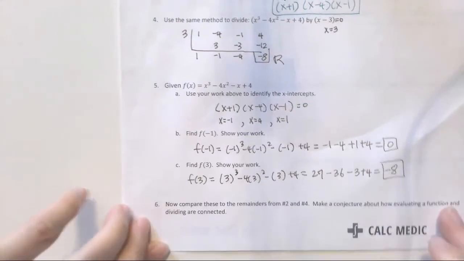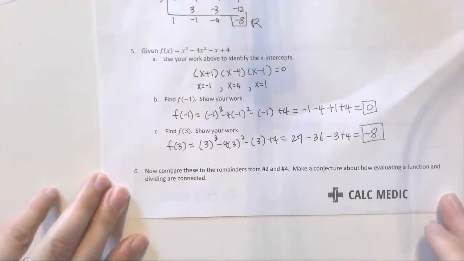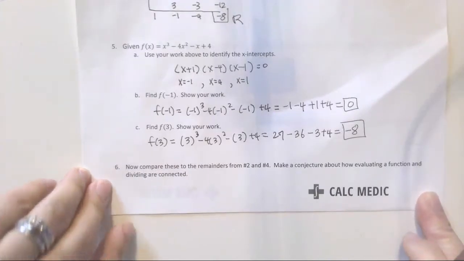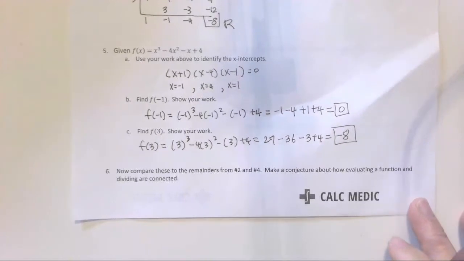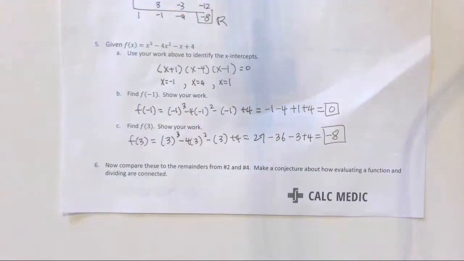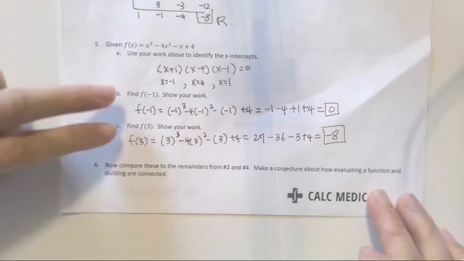Okay? Alright. Now, the last part is the hard part. Now, compare these to the remainders from number 2 and number 4. Make a conjecture about how evaluating a function and dividing are connected. Okay, this is the hard task over here. So let's look at it. It says compare these with number 2 and number 4 remainder.